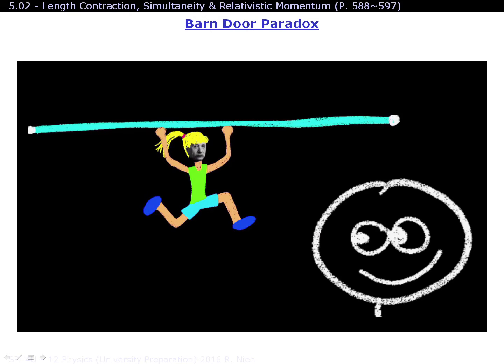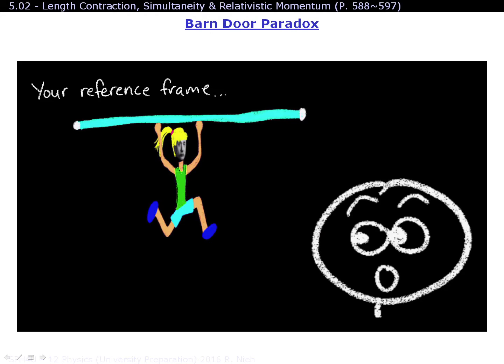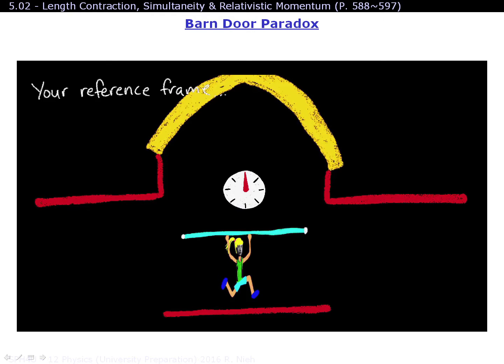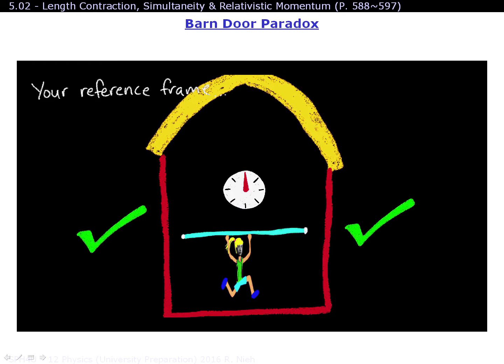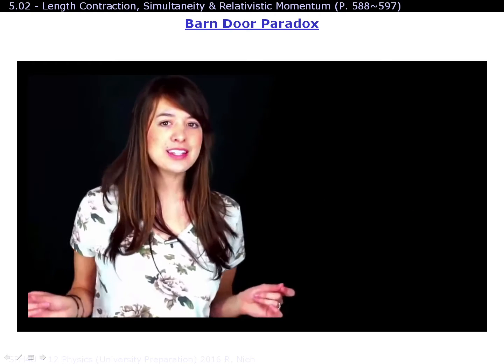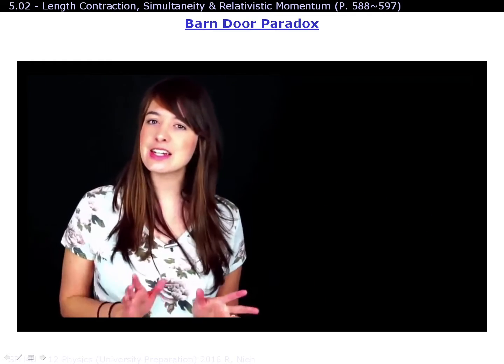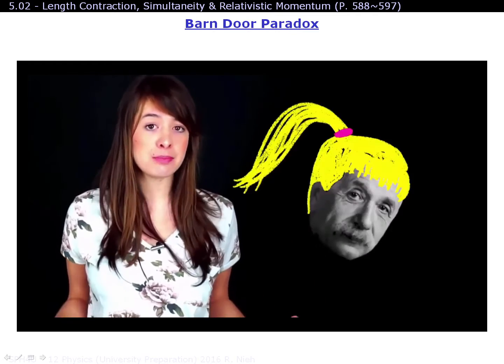So if Alberta is running toward the barn at near light speed, from your reference frame, she contracts in length in the direction of travel. In other words, to you, she looks all squished up. So it's perfectly plausible that both doors can be closed with her inside, even if it's just for a split second. While this is all very bizarre, it still isn't a paradox until we consider things from Alberta's perspective.